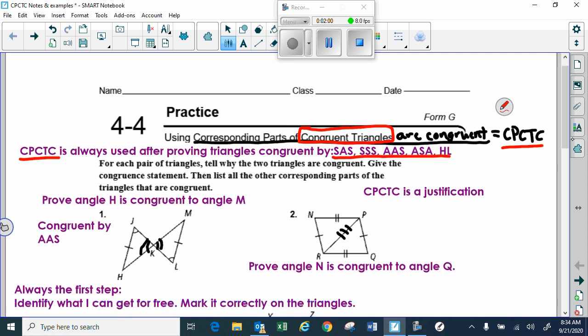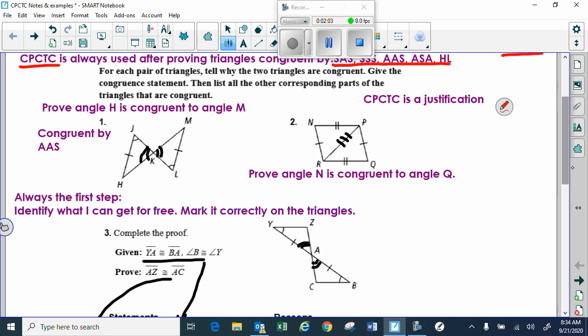Okay, so let's look at some examples. I'm not writing out the proof on the 1 and 2. I'm just going to explain it to you, but down here in 3, you'll actually see the proof. Okay, so number 1 says prove angle H is congruent to angle M.